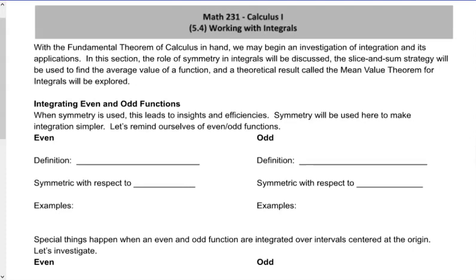In this section, the role of symmetry in integrals will be discussed. The slice and sum strategy will be used to find the average value of a function, and a theoretical result called the mean value theorem for integrals will be explored. So let's get into this.